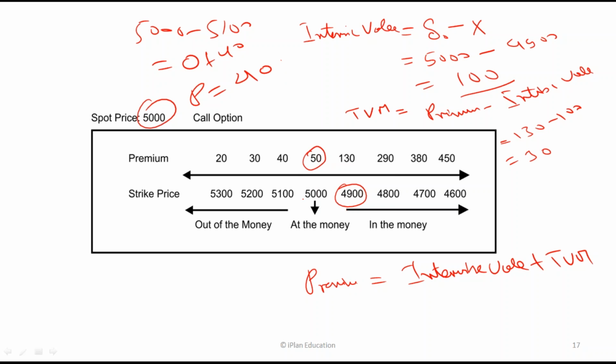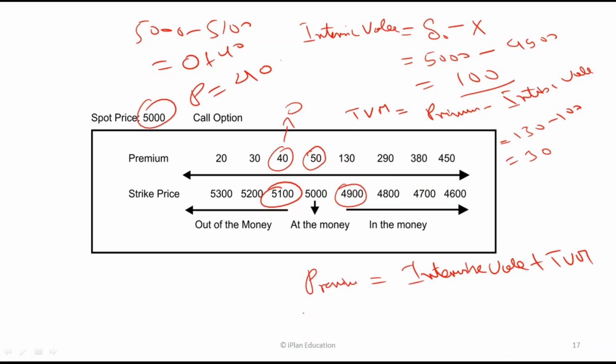There is no intrinsic value in an out of the money contract, right? And this out of the money contract's 40 rupees will become zero on the date of expiry because there will be no days remaining. Here it is 40 because we have 30 days remaining, or let's say 20 days remaining, or any day remaining. We have some time value.